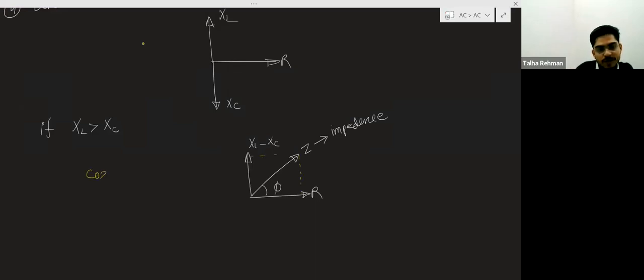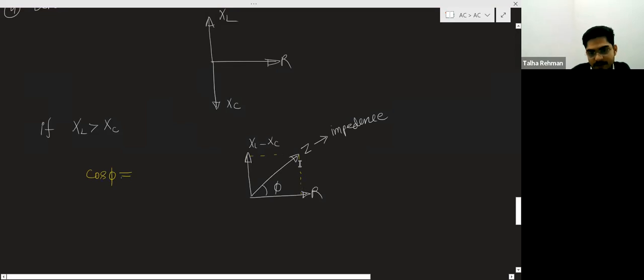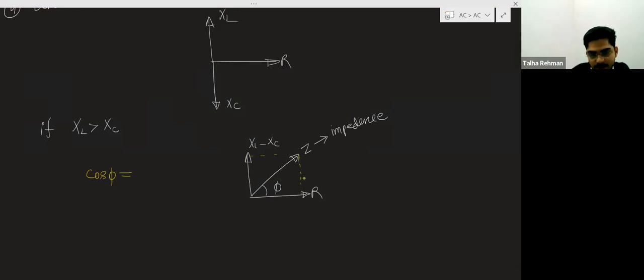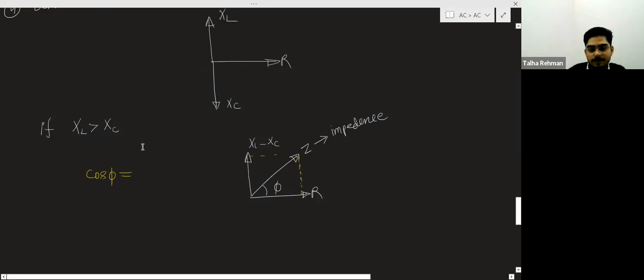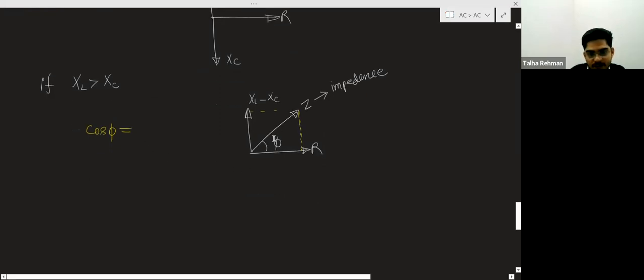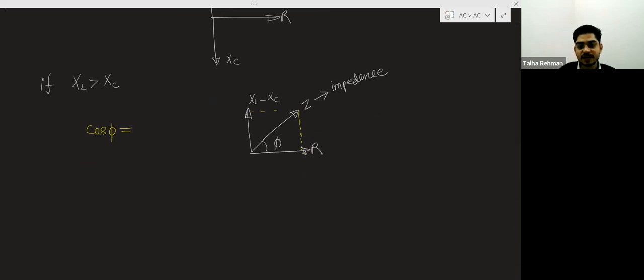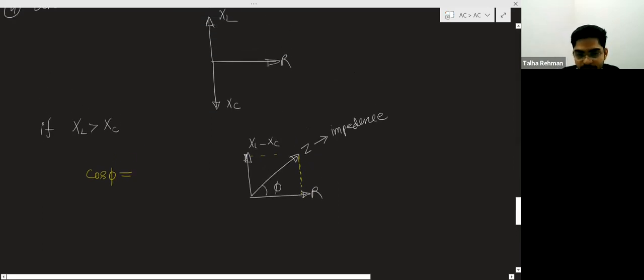So cos phi in case of series LCR circuit, this is a triangle, no? Basically this triangle is known as the impedance triangle. Why do we call it the impedance triangle? I told you in the beginning, the length of the arrow will be this, and here Z is the length of the arrow.